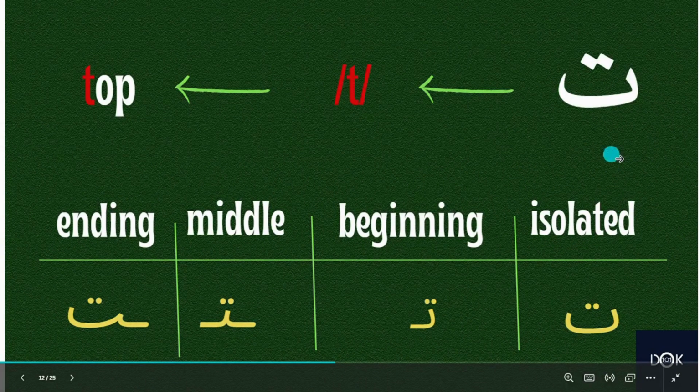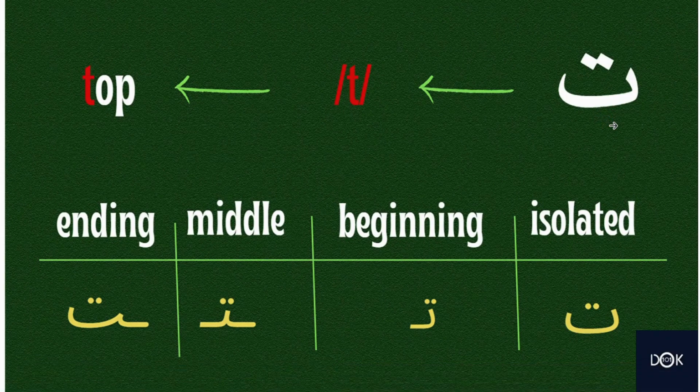Our third letter is Ta. The sound of Ta resembles the sound of letter T in top. It just resembles the sound. It's not exactly the same because we don't find the sound of letter Ta in any English word, but it does resemble the letter T. Ta, t, ta, t. And these are the 4 forms of letter ta.